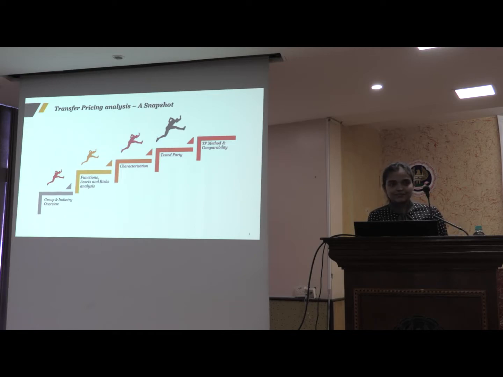So with all these functions, assets and risks that we analyze, we will be able to characterize this example as a captive service provider. Likewise, we will have a manufacturer who entirely does only manufacturing and sells those finished goods to others. So there are many cases and we have many examples in the coming slides.